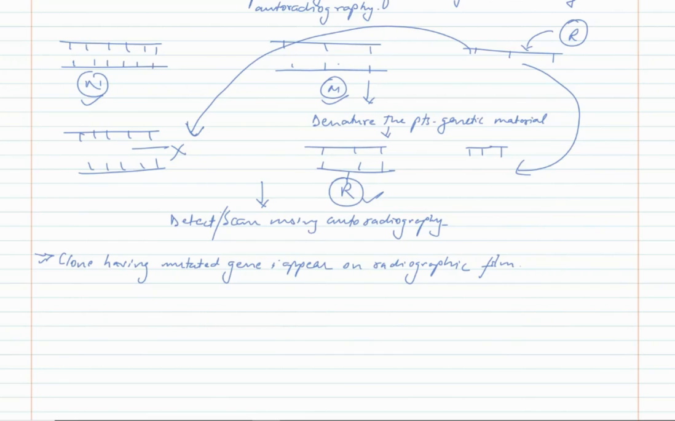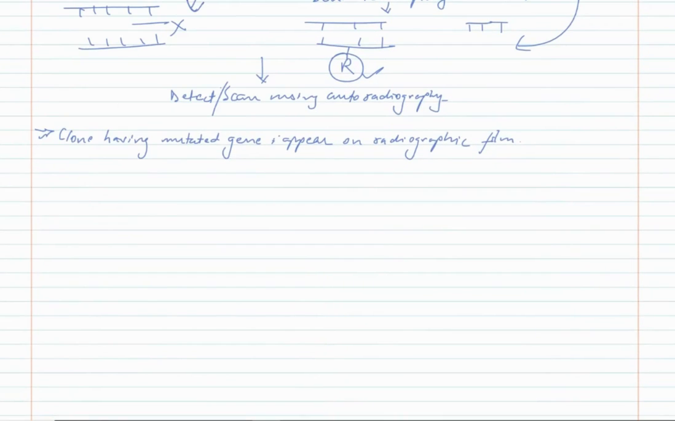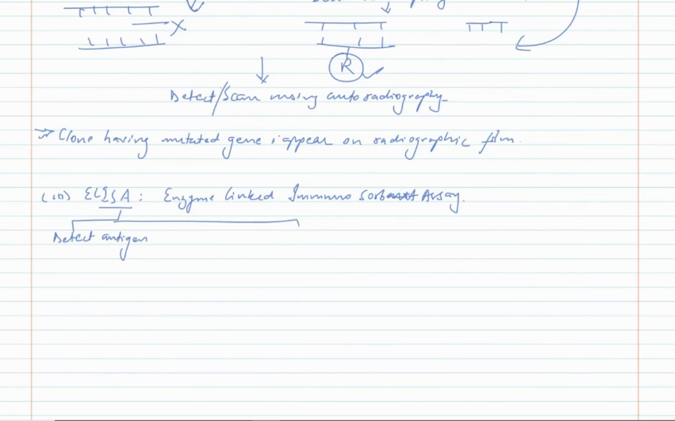Next is ELISA. ELISA stands for enzyme linked immunosorbent assay. Enzyme linked immunosorbent assay. ELISA can be of two types. It can be used to detect antigen, or it can be used to detect antibody.